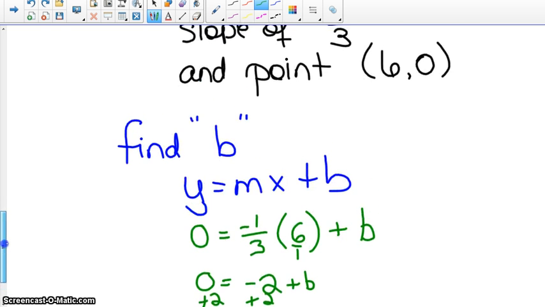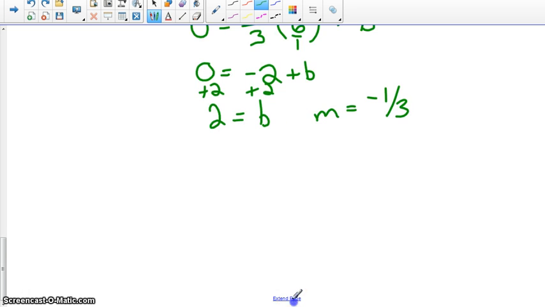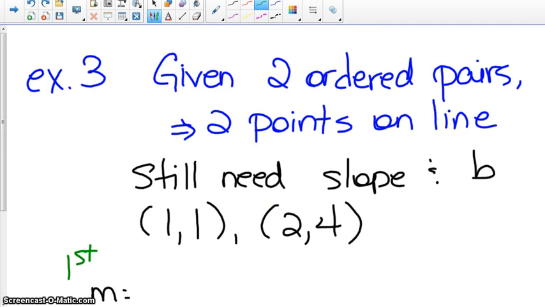All right, so I know b. I know that the slope is -1/3. Where did I get that? It was in the problem. And now I can write my equation off of these two pieces of information. I can say y equals mx plus b. Okay? All right, that makes sense.